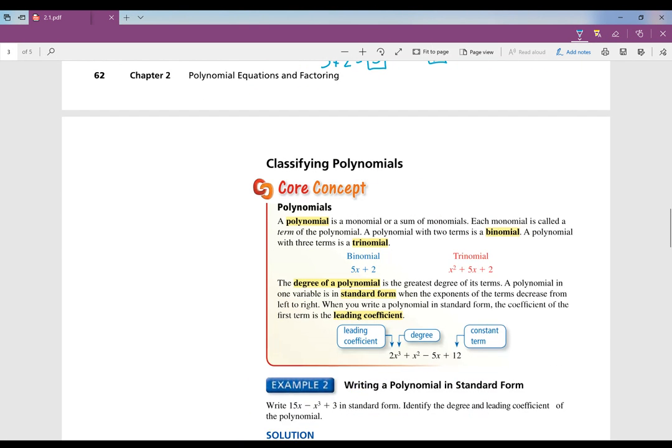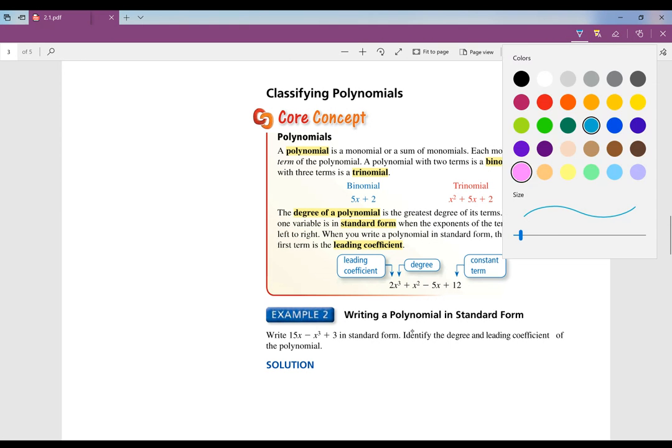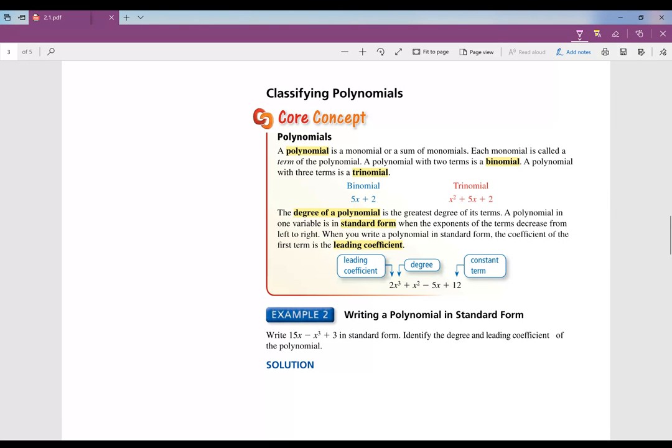Alright, next we're going to talk about classifying polynomials. So a polynomial is a monomial or a sum of monomials. Each monomial is called a term of the polynomial. A polynomial with 2 terms is a binomial. So you can see that example right here. We have 5x plus 2. We have 2 terms. A polynomial with 3 terms is a trinomial.